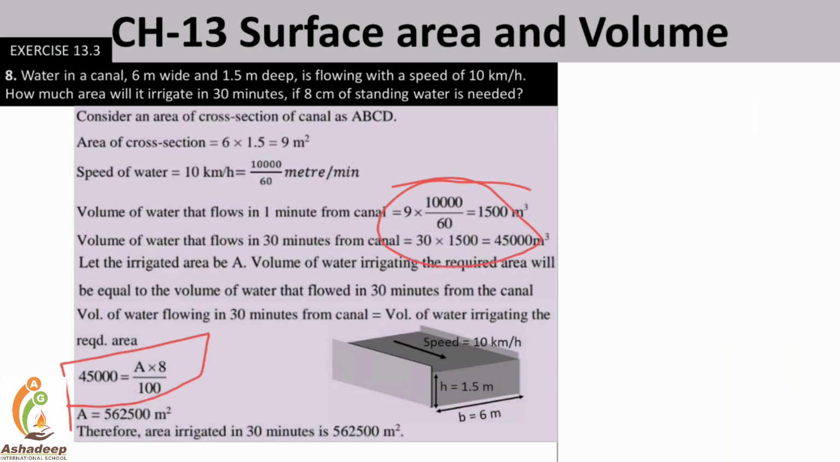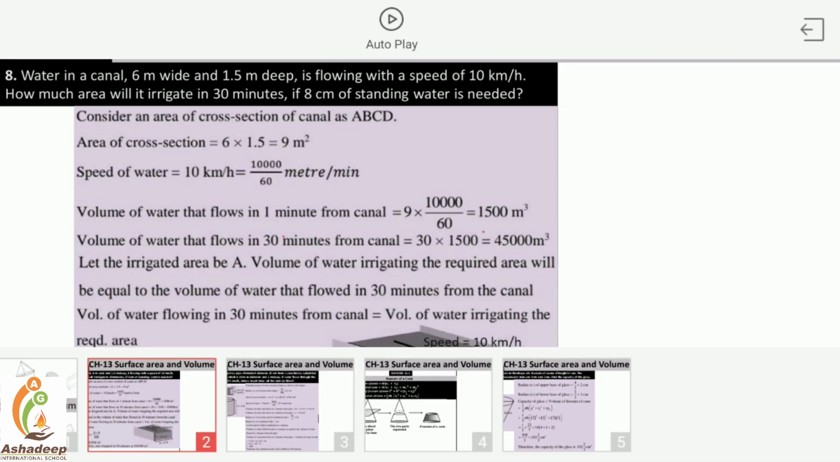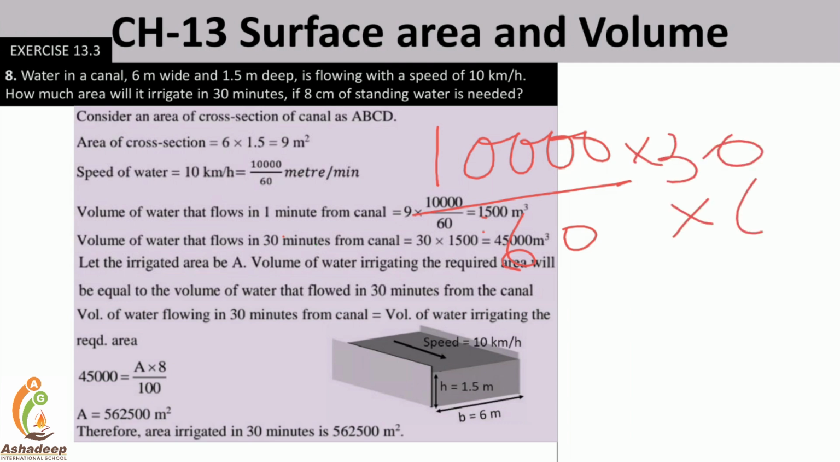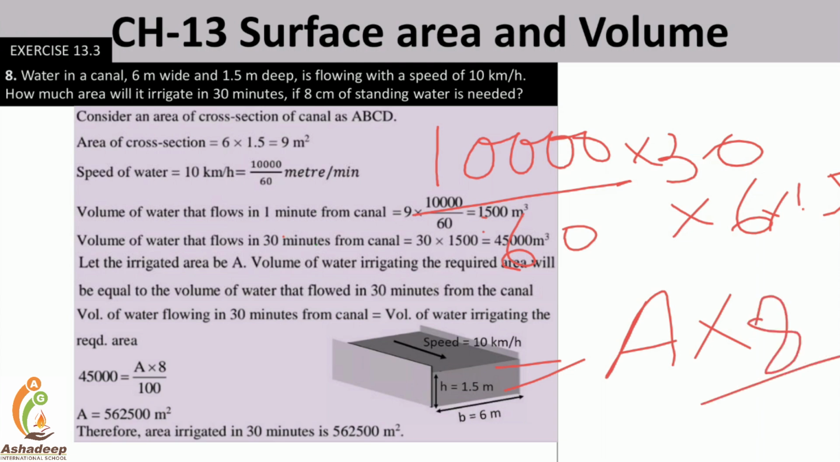So something is converted previously. You just follow this step, whatever you are comfortable with. I'm going to write once again: 10,000 divided by 60 multiplied by time, and time is given as 30, multiplied by 6, multiplied by 1.5, is equal to A into 8 divided by 100. Just proceed with this and you will get the answer simply.